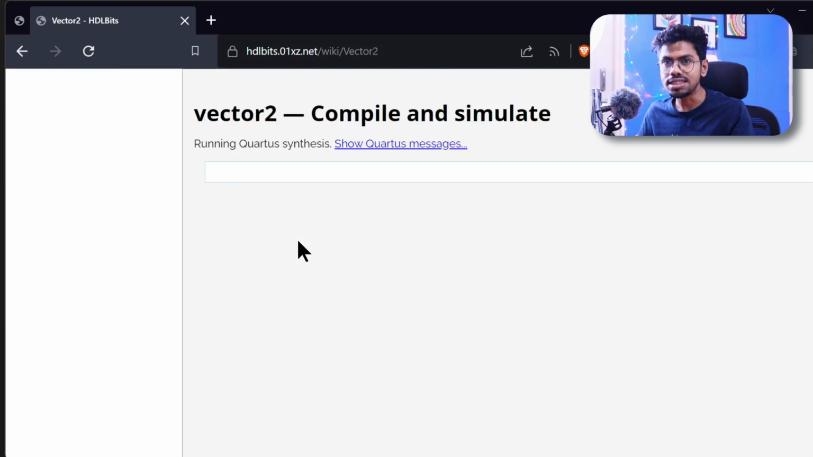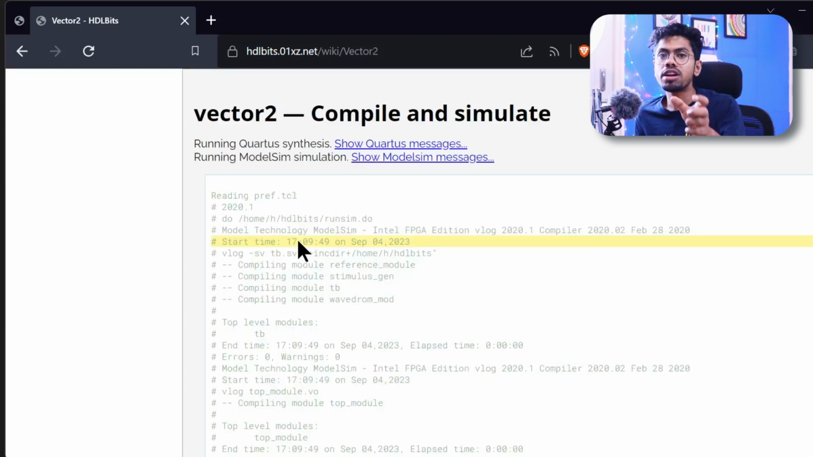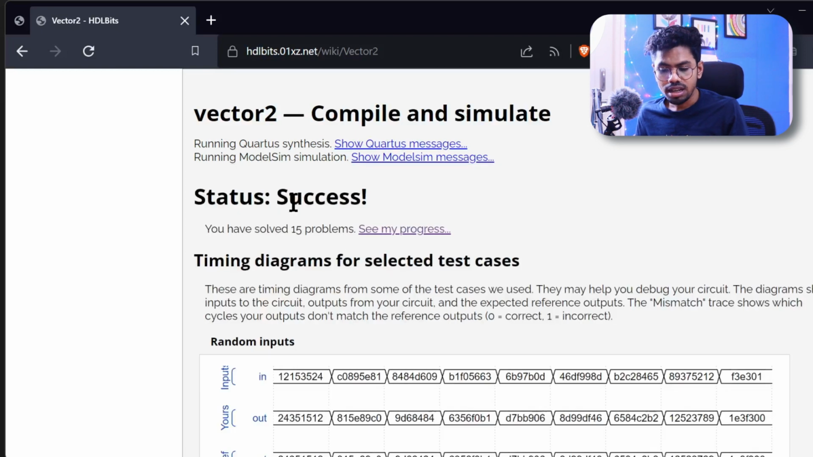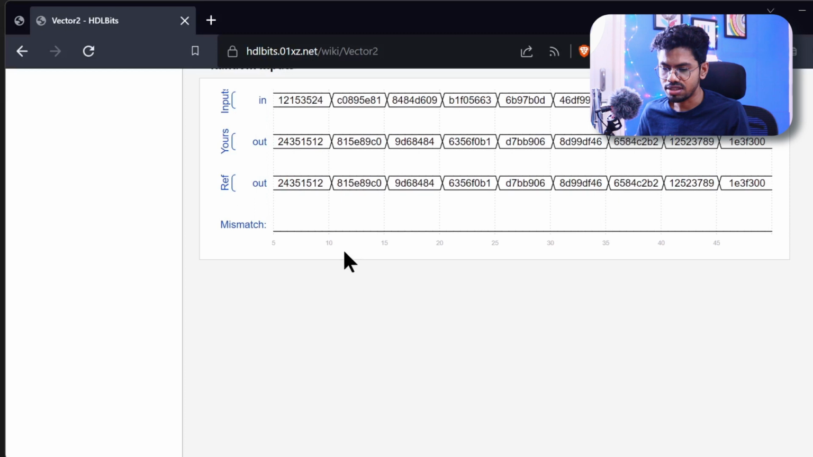So it's quite easy, and here they are trying to let you apply the part select of a vector. Here you are selecting a part of the vector, right? And as suggested, it's a success.